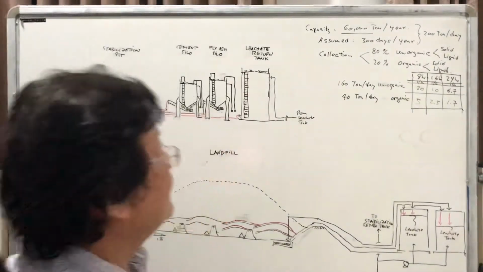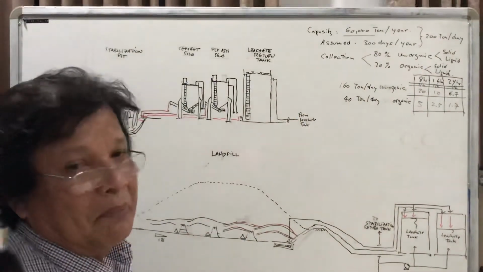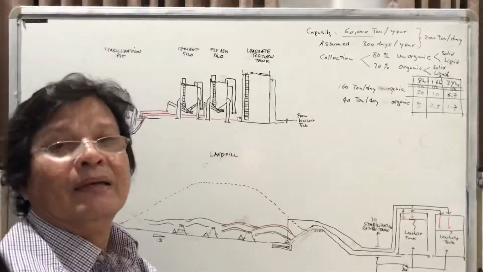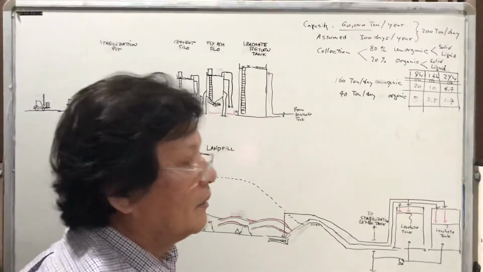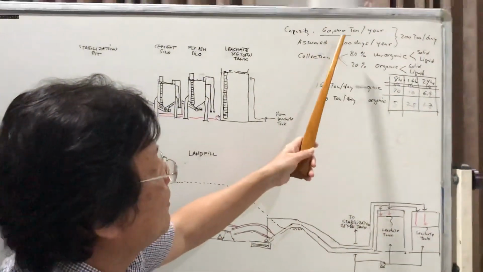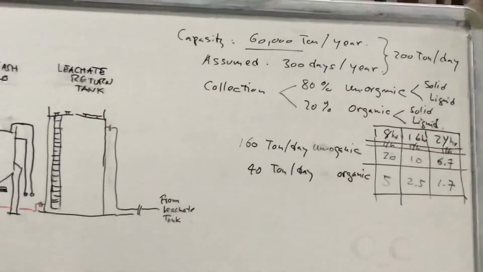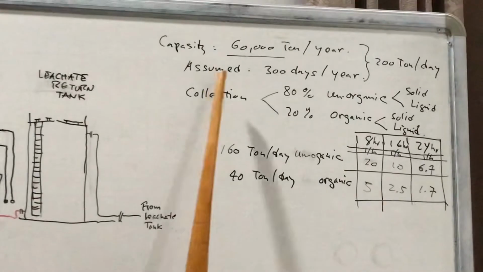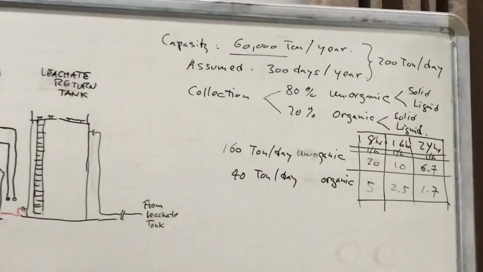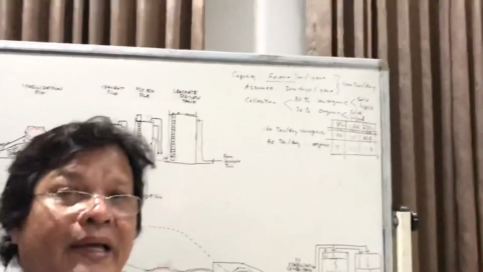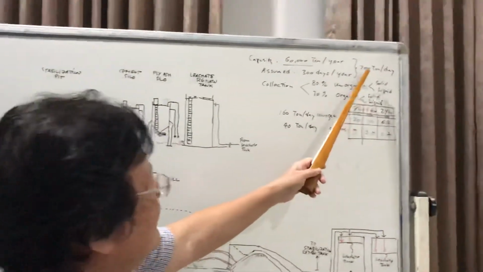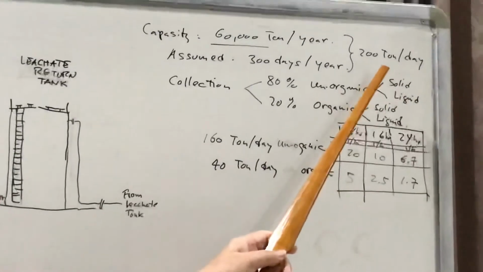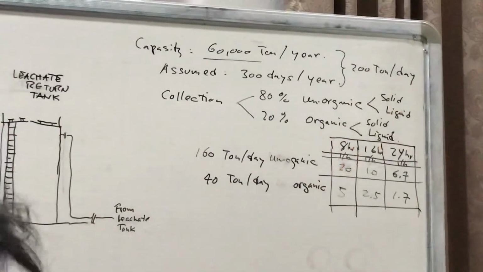We start with the capacity of the facility first. The capacity in my design is 60,000 ton per year. So assume 300 days a year, the daily process shall be 200 ton per day.